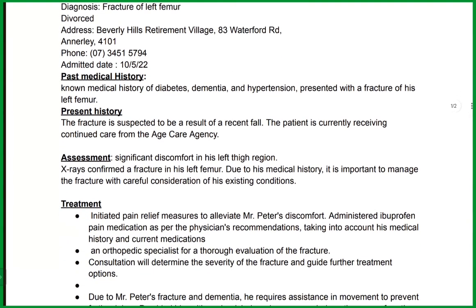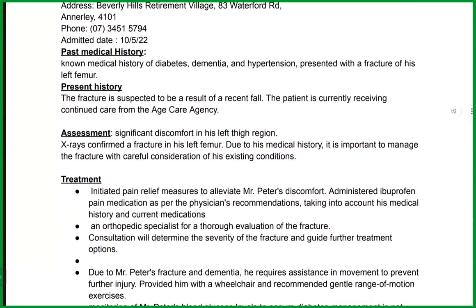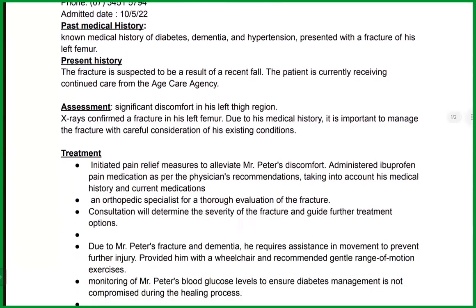hospital. And the past medical history, whether the patient has any kind of past medical history like diabetes, dementia, hypertension, all those things. And the present history: for what purpose the patient is admitted to our facility or some other facility. Like here you can see that the fracture is suspected to be the result of a recent fall. Patient is currently receiving continued care from an aged care agency.